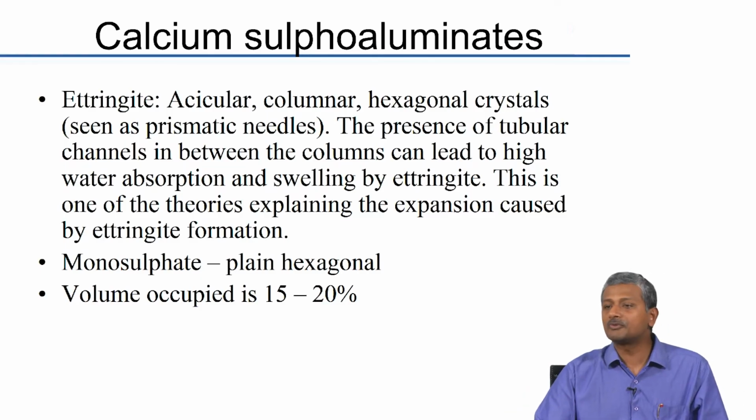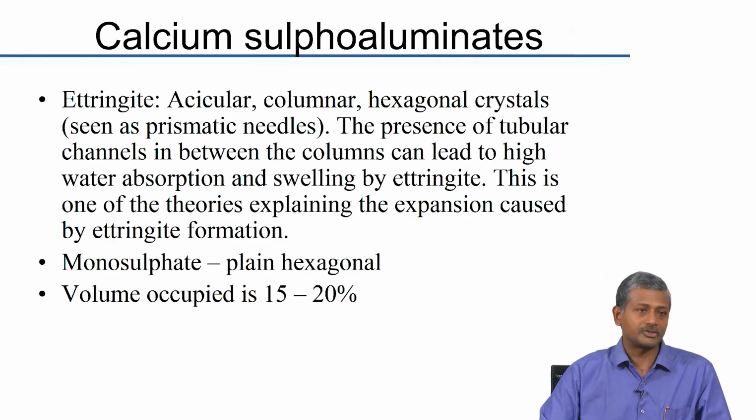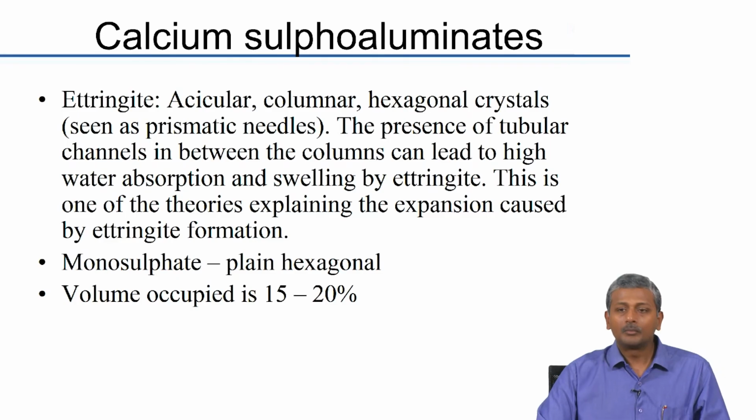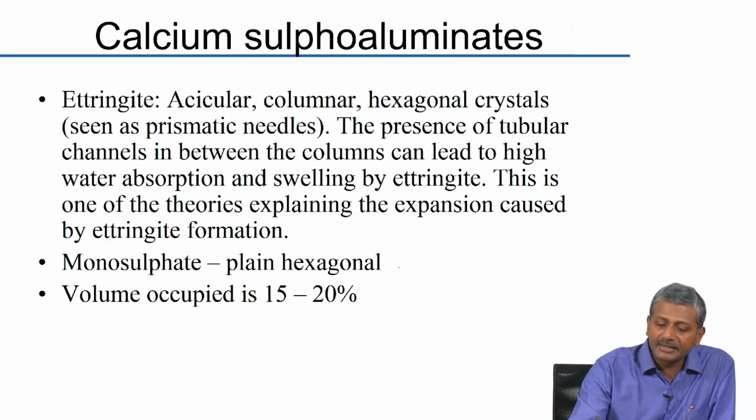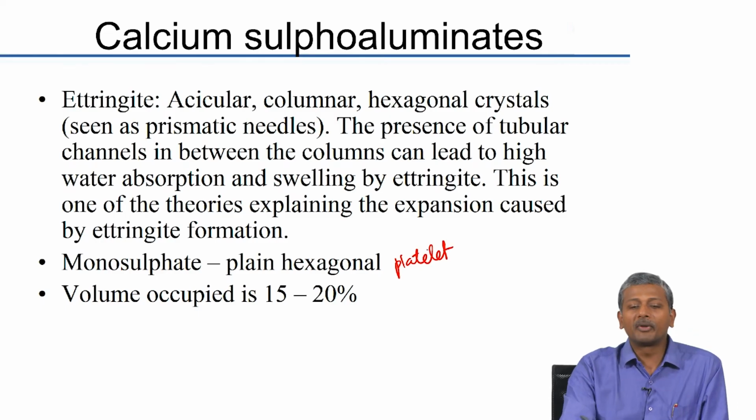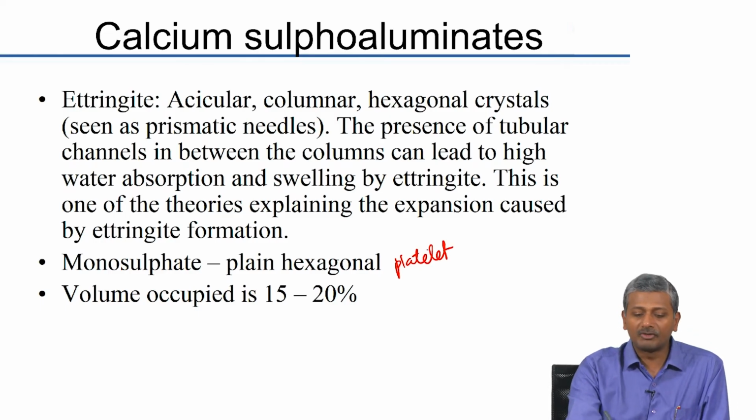In the fresh cement paste, we do not worry about expansion because paste is still pliable, it can take the stresses created by expansion. Monosulphate on the other hand is a platelet, hexagonal platelet, okay, and the volume occupied by Ettringite and monosulphate is about 15 to 20%.